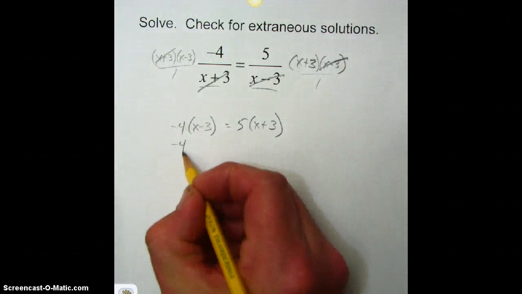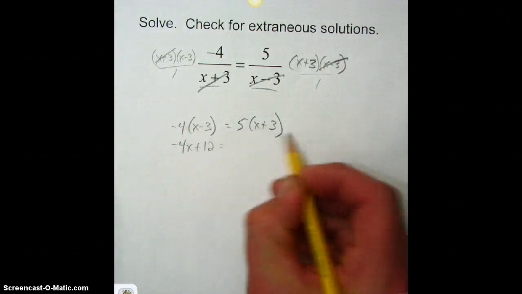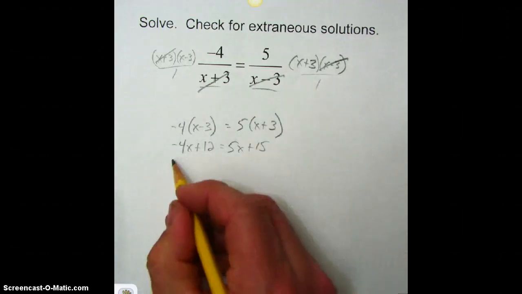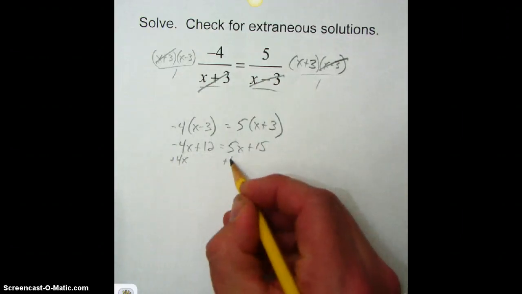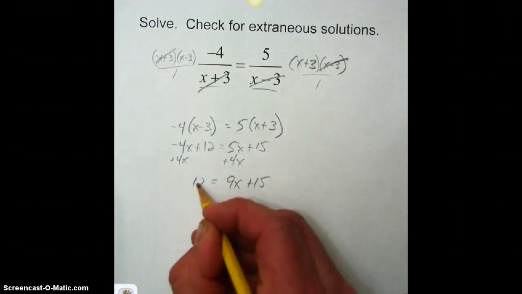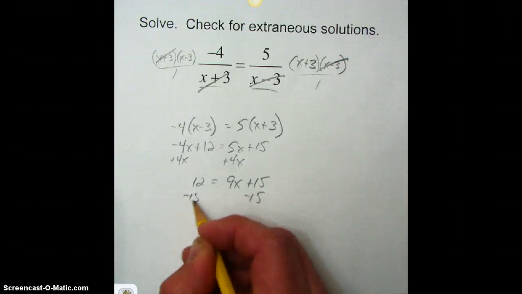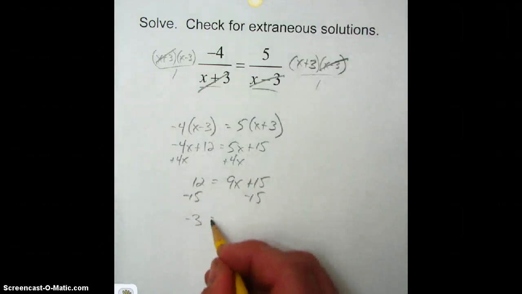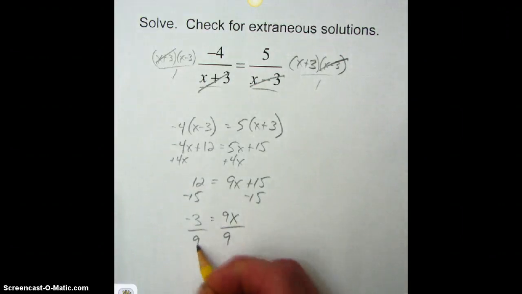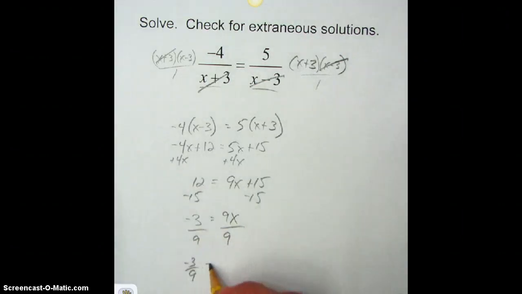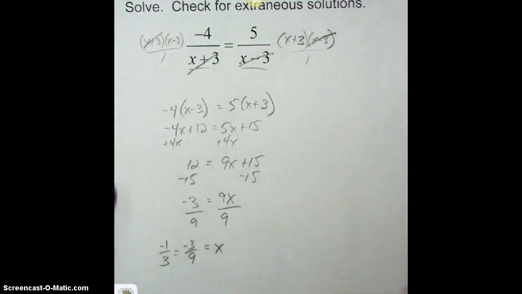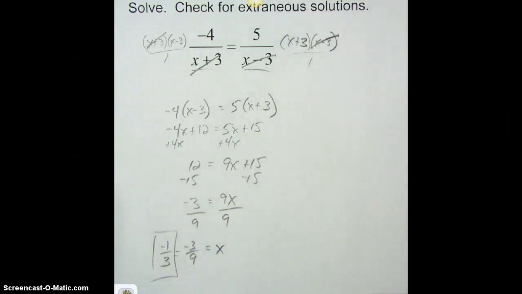Multiply it out. Distribute here. I get the variables on the same side, so I'm going to add 4x. That gives me 9x. Subtract 15 from both sides. That gives me negative 3 equals 9x. And then divide both sides by 9. So negative 3/9 equals x. Simplify it. Negative 1/3. All right, so negative 1/3.